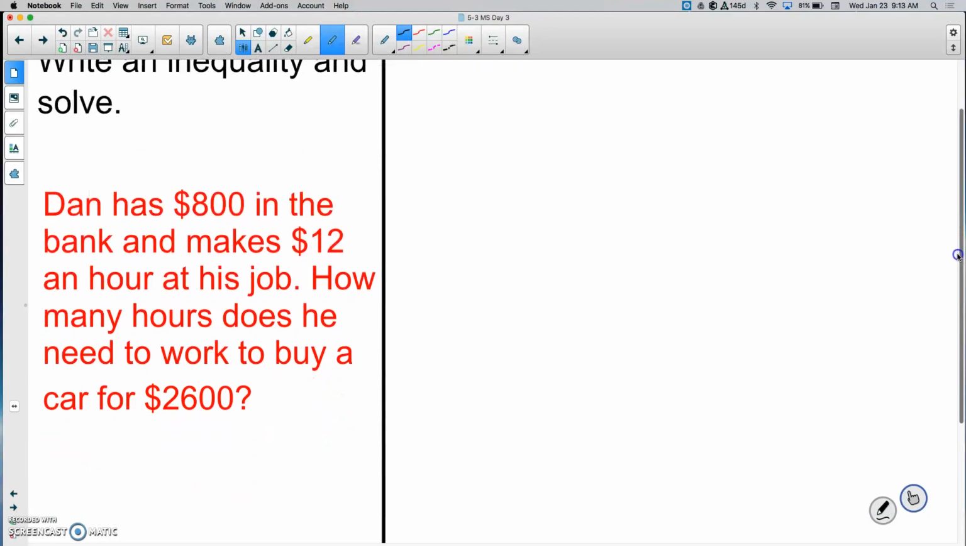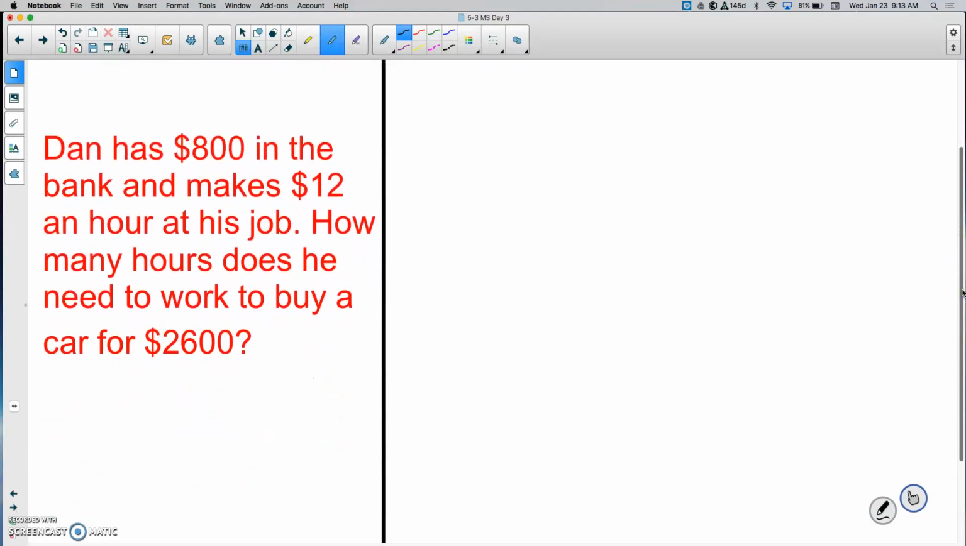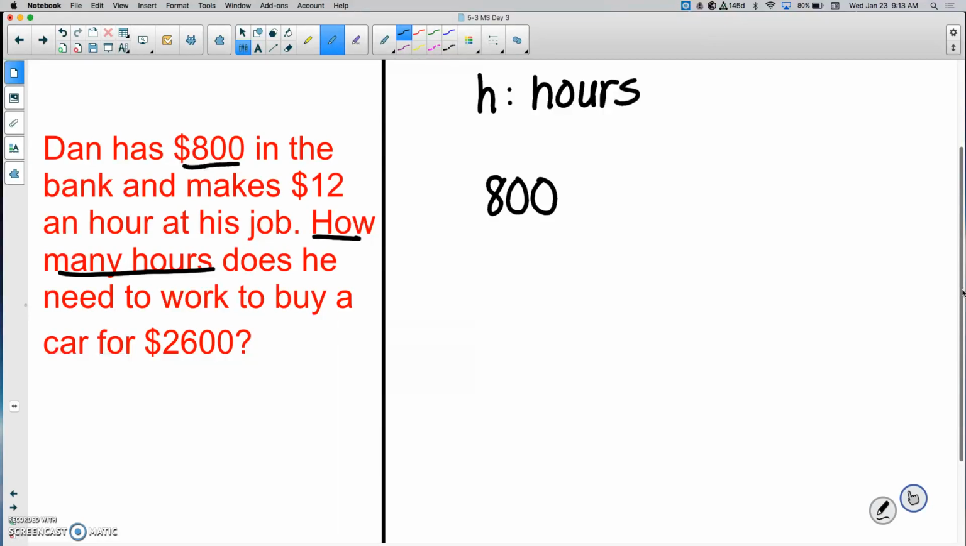Sample number 3. Dan has $800 in the bank and makes $12 an hour at his job. How many hours does he need to work to buy a car for $2,600? So my variable this time, I'm going to use h for hours because they're asking how many hours. How many hours does he need to work? Now, this problem's a little bit different. He is starting with $800. So I am going to start with $800.